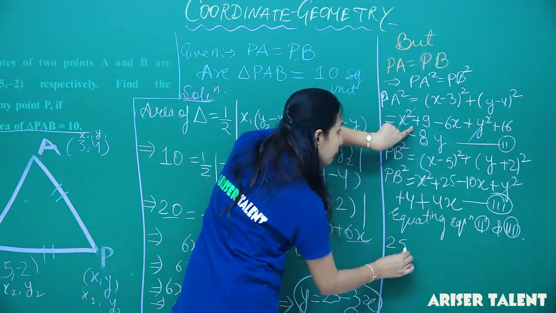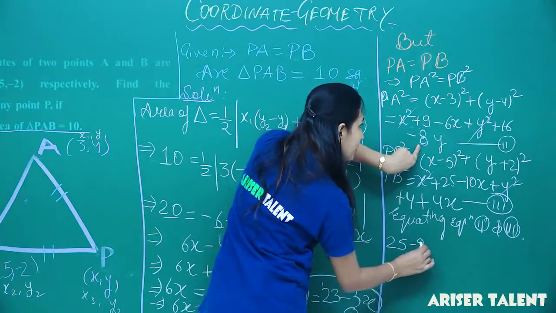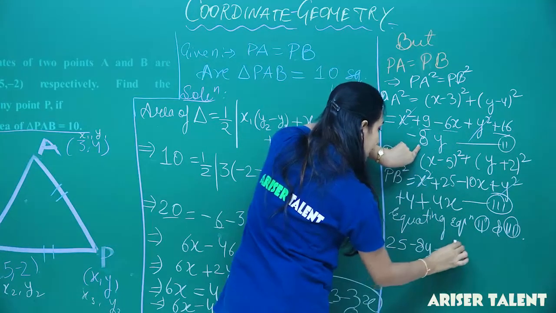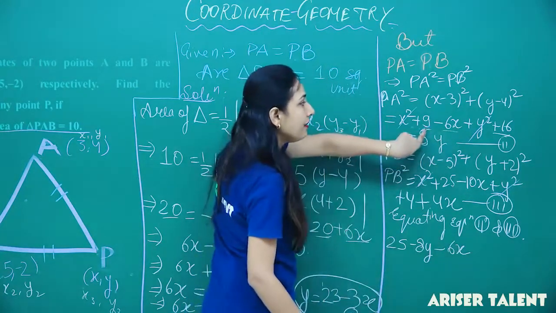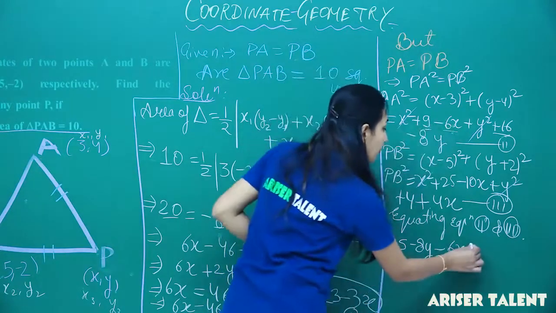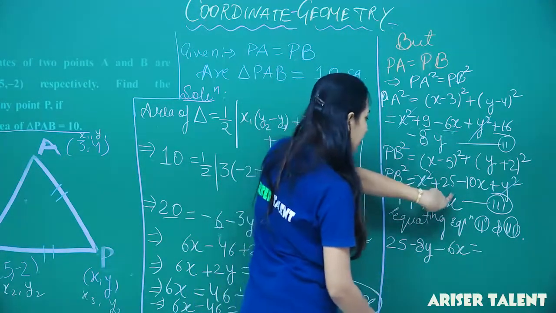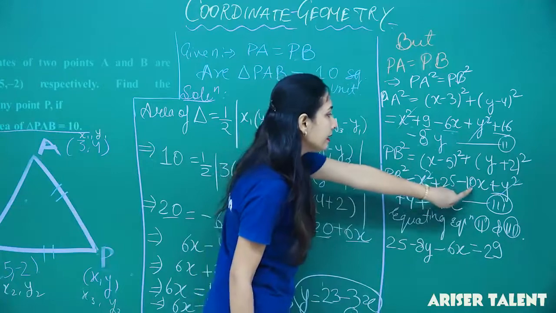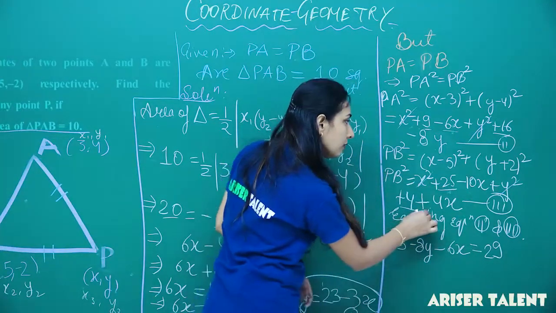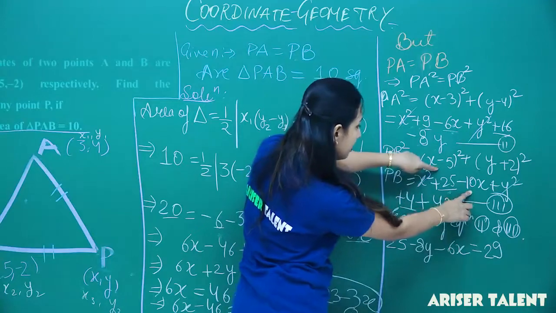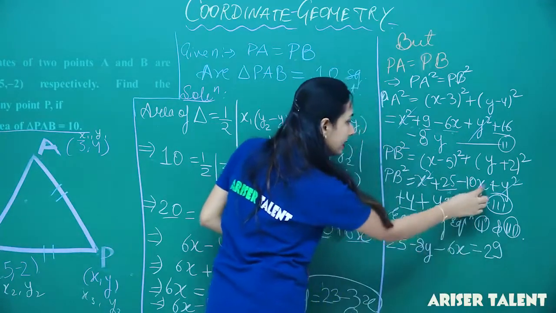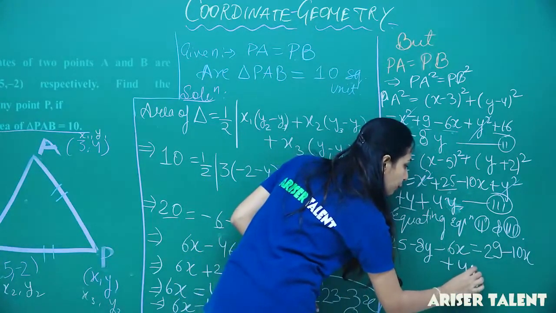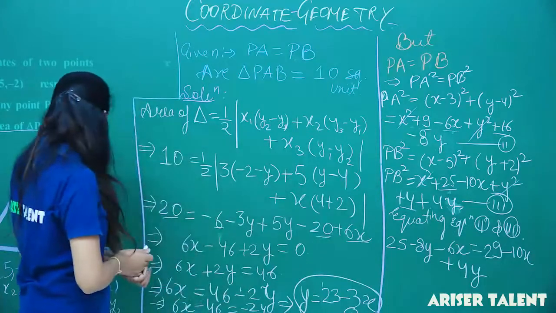So 25 minus 8y minus 6x will be equals to, on this side, 25 and 4, that will become 29. Now this is 10, this is minus 10x, and here it is plus of 4y. So we will solve it further.